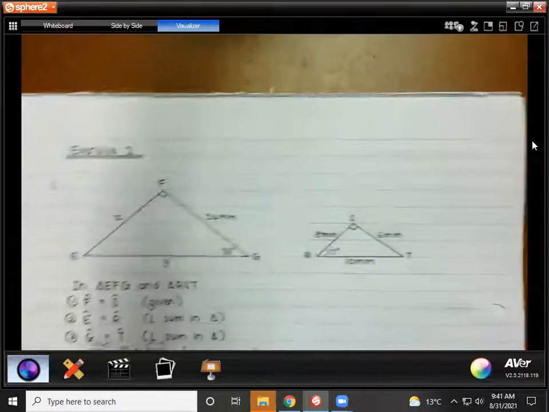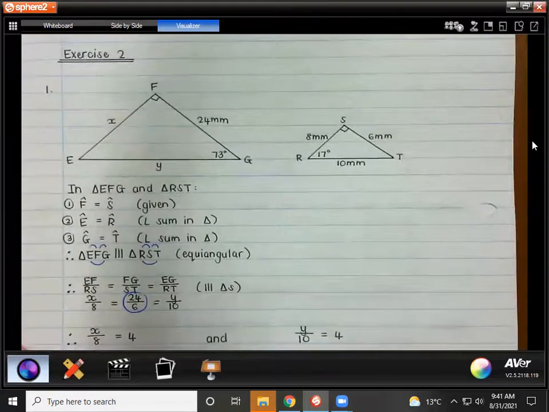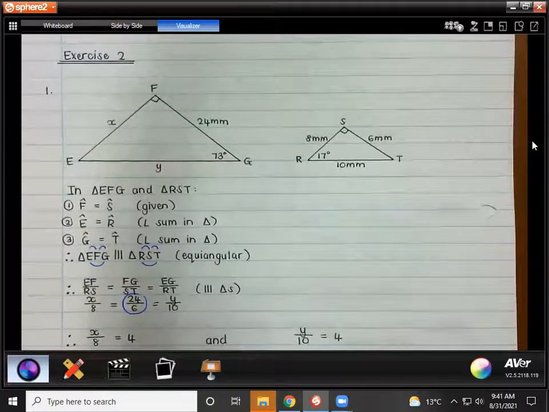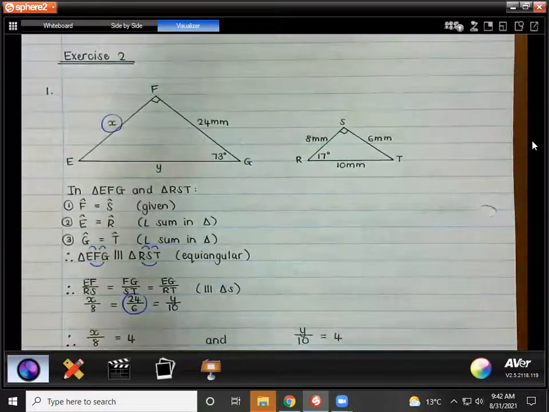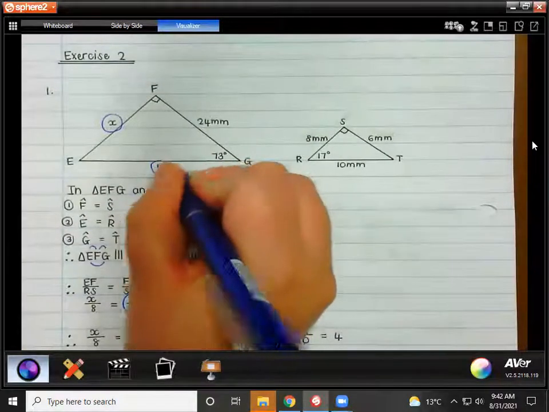Okay, so this was the homework that you had to do based on that. So I'll go through that step by step. Those were the two triangles that were given. And they're asking you to find the value of x, which is the side. Okay, that triangle, yes, and y we had to find as well.